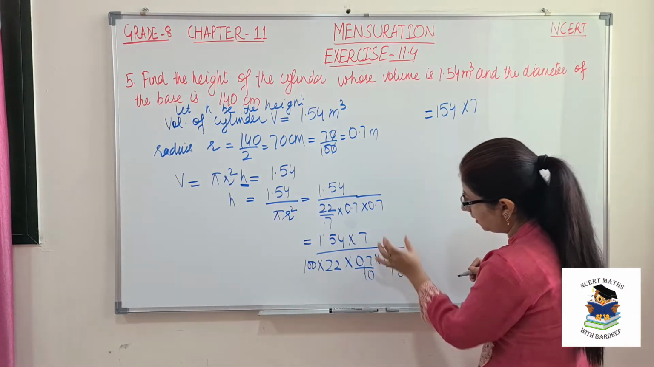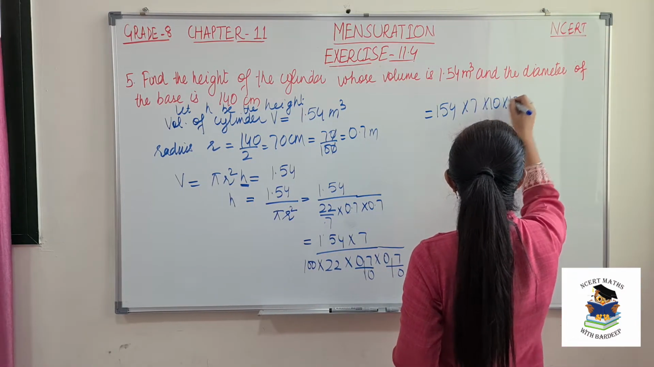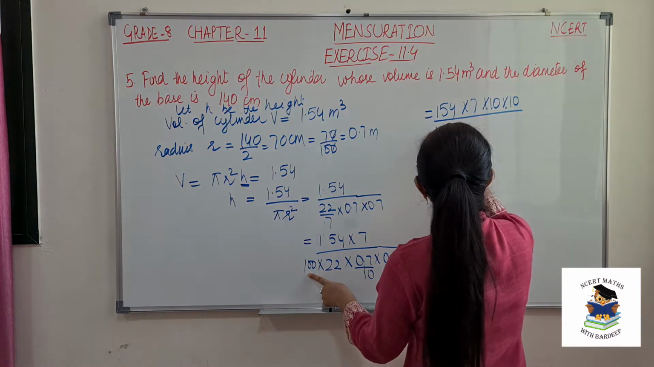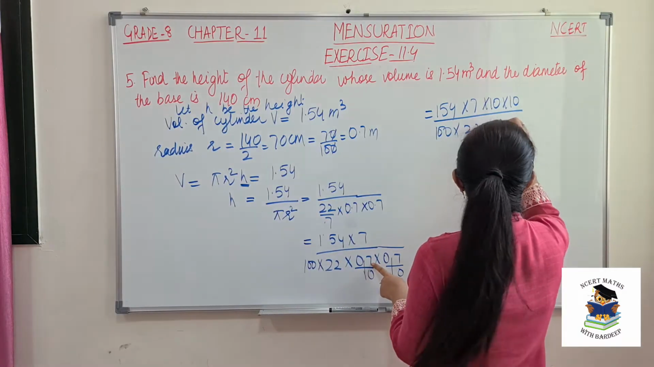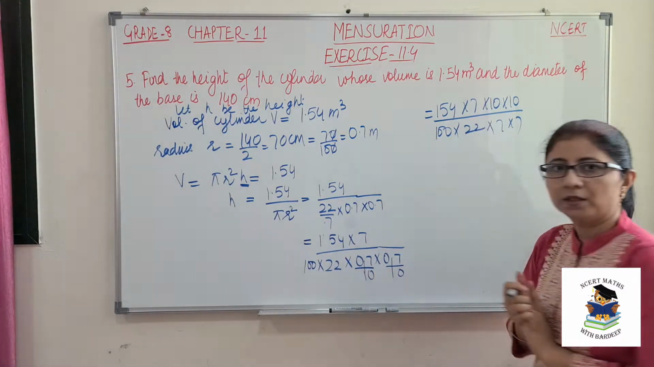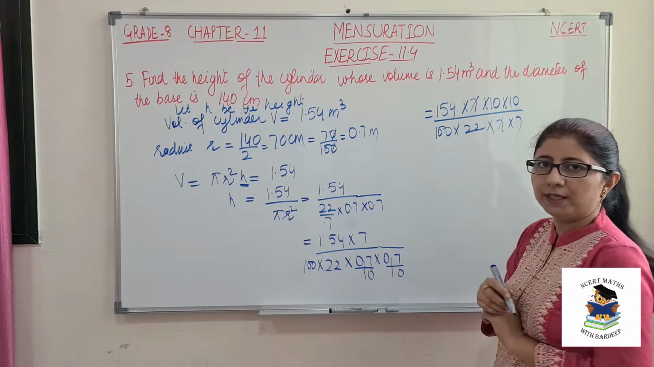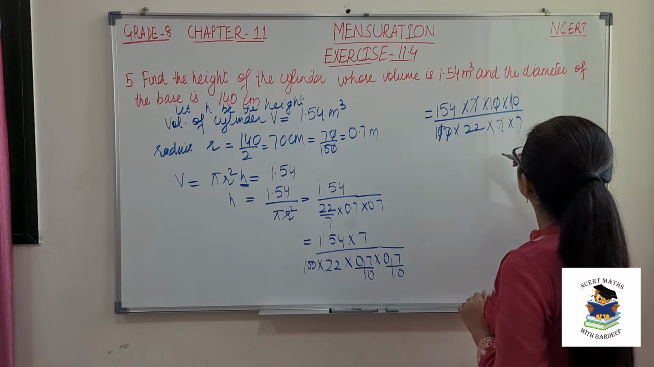This 10 and this 10 will also shift here. So this is 10 into 10. Okay. So denominator is having 100. Then it is 22. Then 7. Then 7. Okay. So now let's simplify this. This 7 and 7 will be cancelled. These two zeros will also be cancelled.